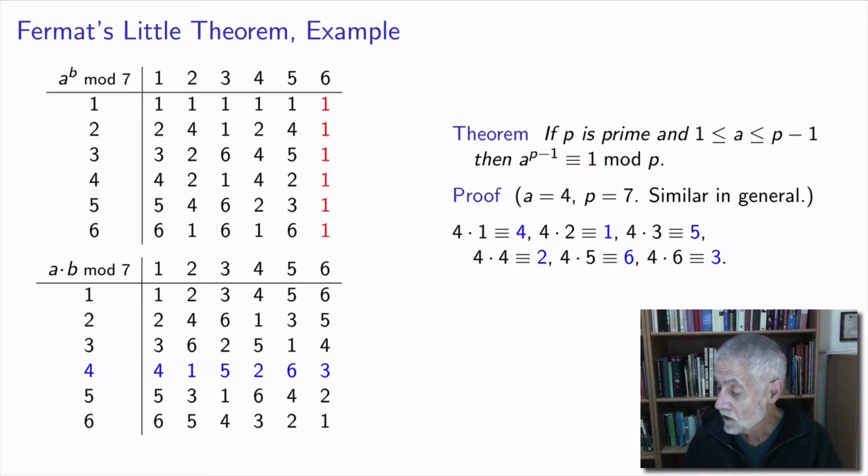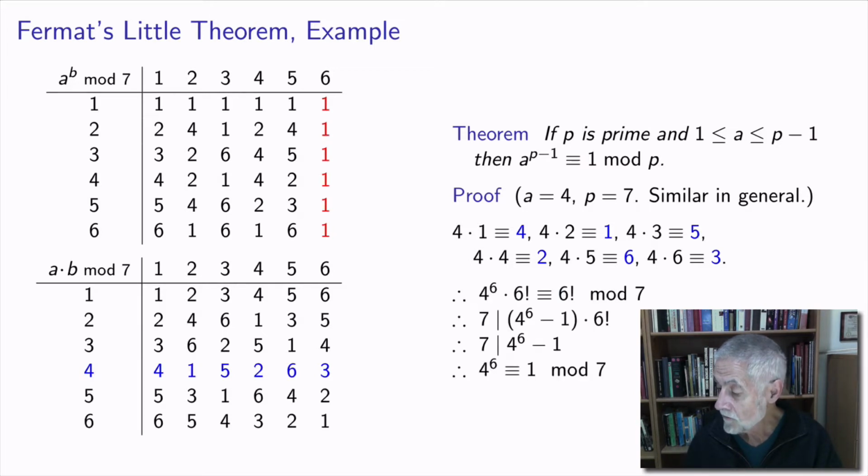Now what happens if we multiply these numbers? So if I multiply 4 times 1 by 4 times 2 by 4 times 3, by 4 times 4, by 4 times 5, by 4 times 6. I have 6 4s, so that gives me 4 to the 6, and I have 6 factorial, and that is equal to 4 times 1 times 5 times 2 times 6 times 3, in other words, these numbers, which is a permutation of 1 up to 6, so the multiplication gives me 6 factorial.